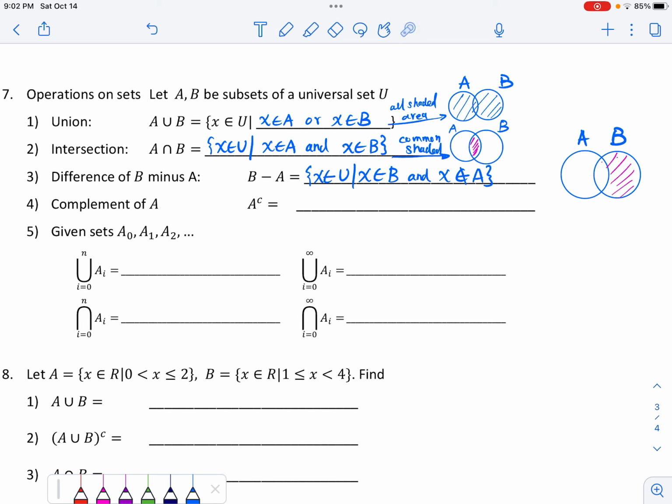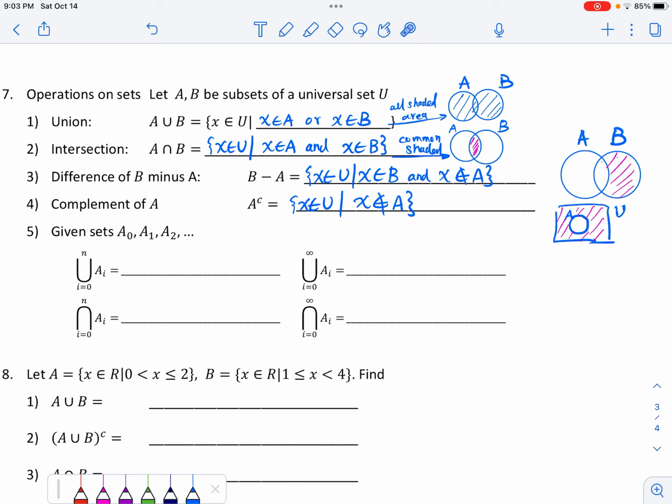And this notation means the complement of A. So if I draw it, this box represents the universal set, and this is my A. The complement means anything but not A, so outside of A. So in other words, X in U where X is not in A.